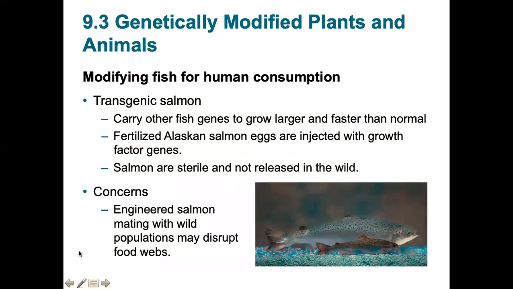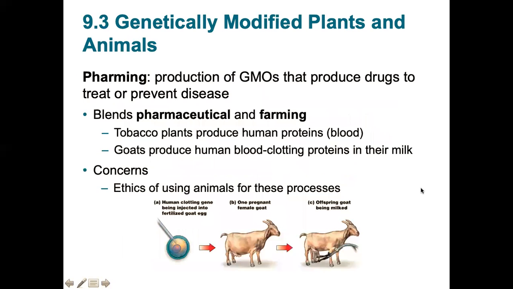What are the downstream effects? So if you mess with salmon, are you disrupting the food web? So there's another one.